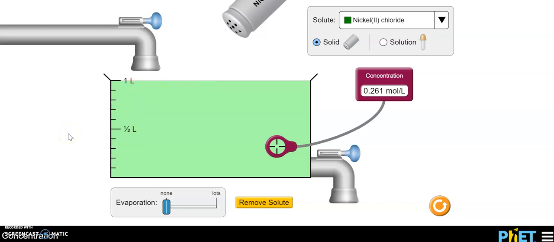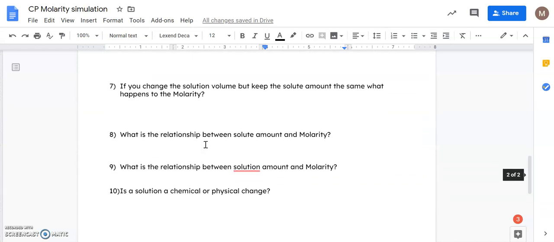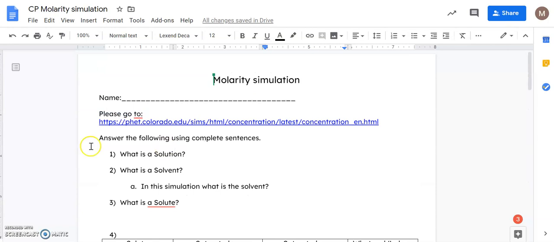Let me know if you have any questions, but I think you should be able to complete that chart. And then once you complete the chart, I think you can go ahead and answer these questions for me and make sure you turn it in on Classroom. Thanks, guys.